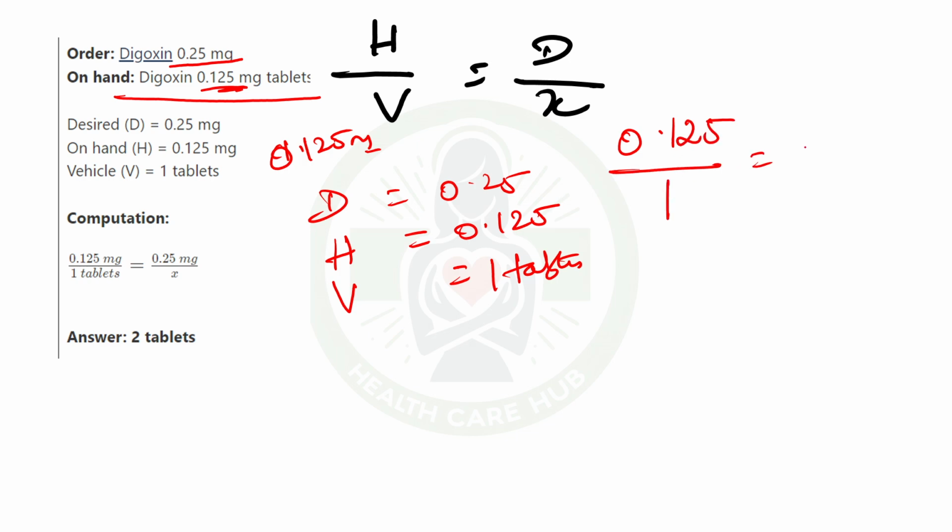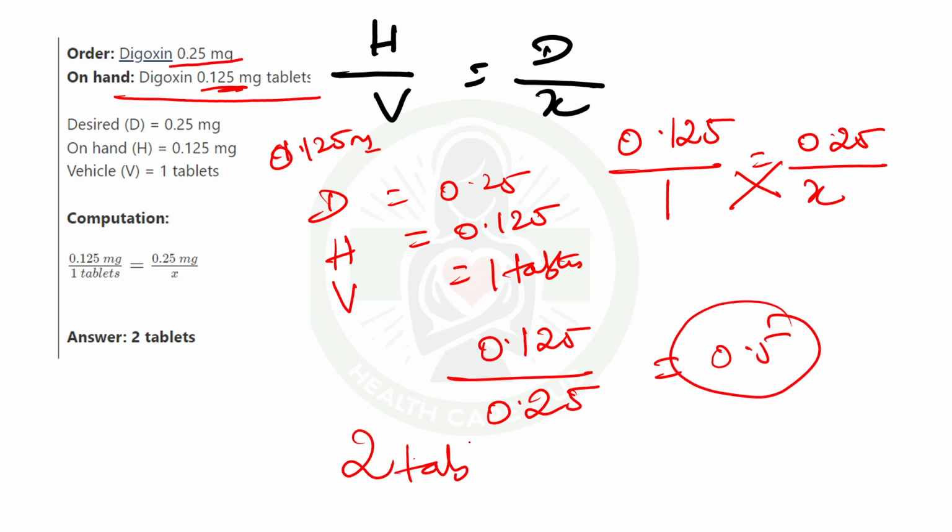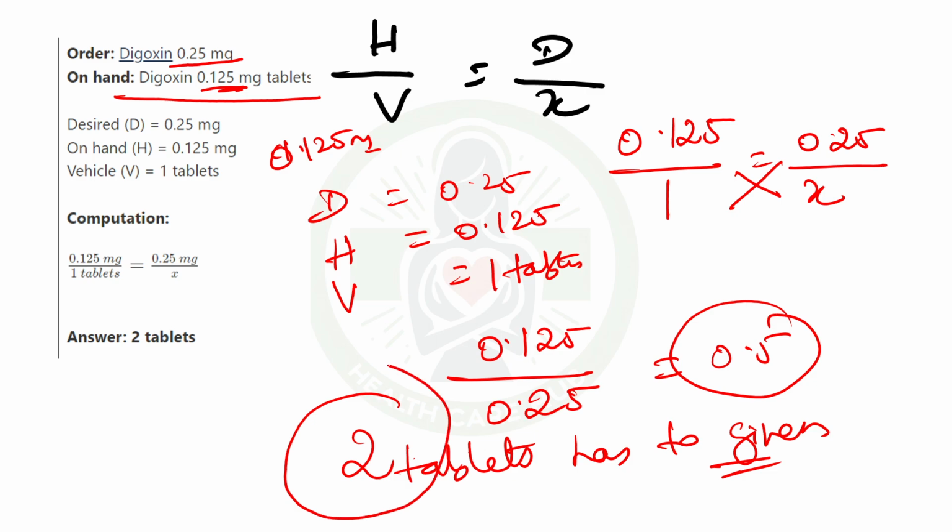0.125 by 1 is equal to 0.25 by X. We are going to cross multiply this, and after cross multiplying we get 0.125 by 0.25. If you calculate this, you are going to get around 0.5. So it means 2 tablets have to be given. Understood? So the answer is 2. Clear? Is it clear or not?